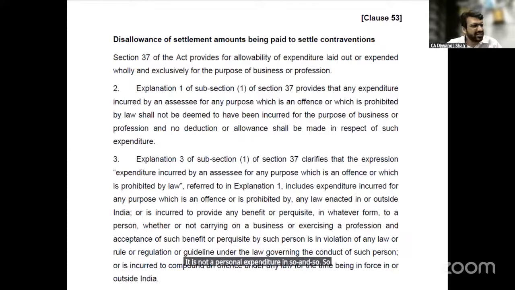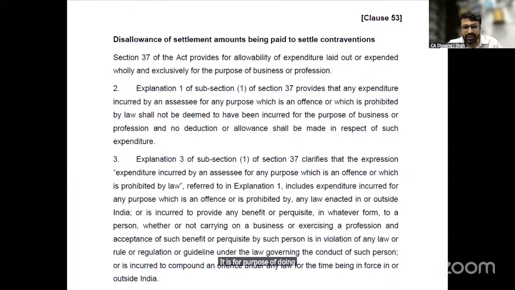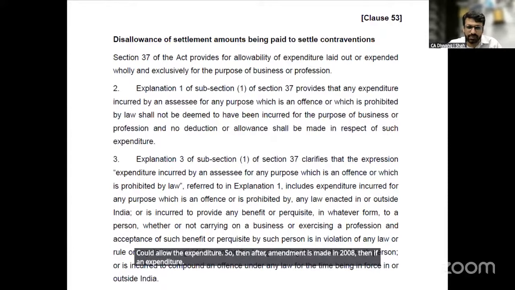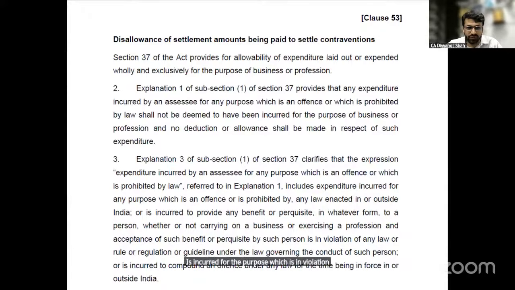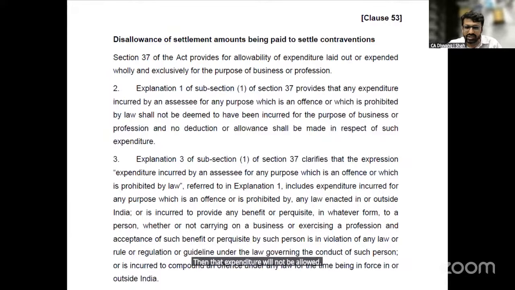So before 2008, I think, some person made a payment in Mumbai to some local bhai. That is a judgment. And they claimed a deduction under section 37(1) and claimed that it is not a personal expenditure, it is not a capital receipt, it is for the purpose of doing the business. We need to incur this expenditure, and the court allowed the expenditure. So then an amendment was made in 2008 that if an expenditure is incurred for a purpose which is in violation of any law or which is prohibited under law, then that expenditure will not be allowed. So this amendment is made.